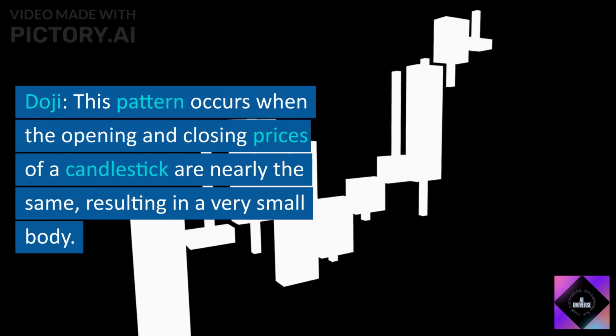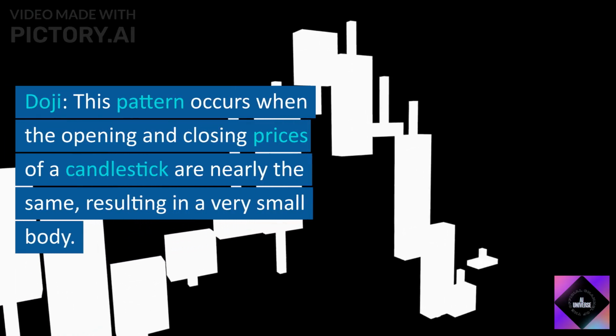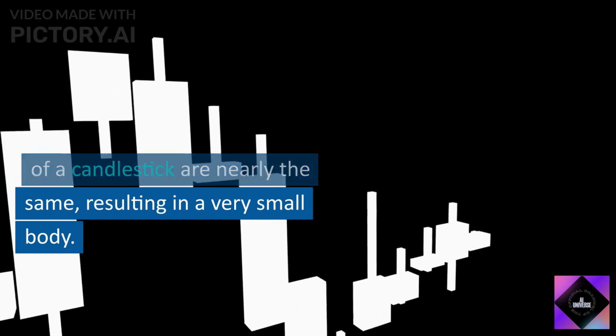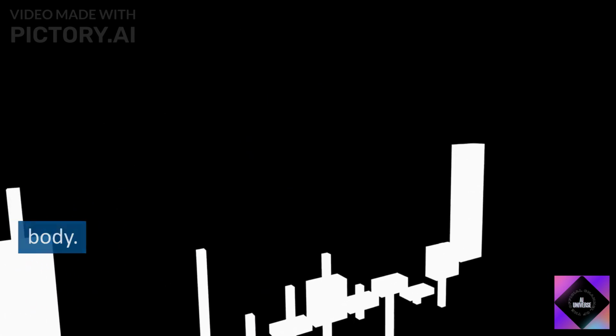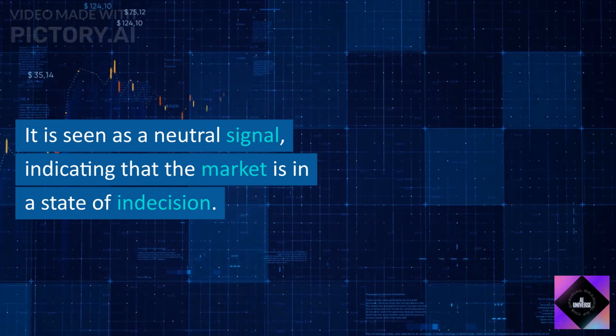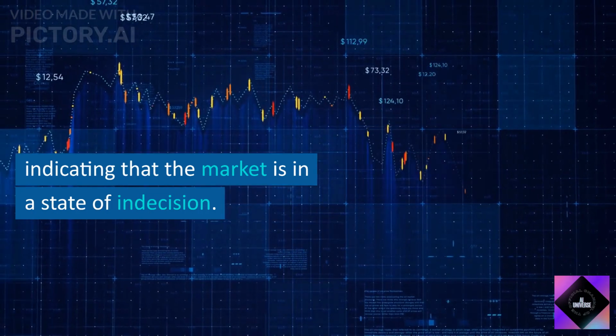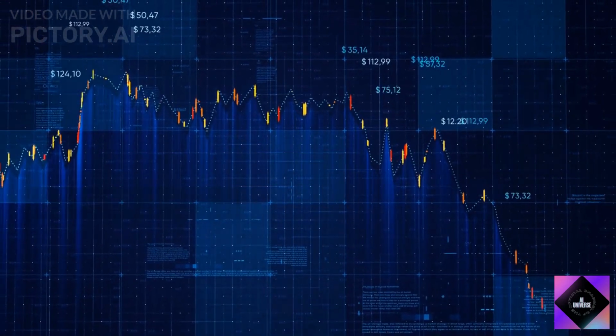Doji. This pattern occurs when the opening and closing prices of a candlestick are nearly the same, resulting in a very small body. It is seen as a neutral signal, indicating that the market is in a state of indecision.